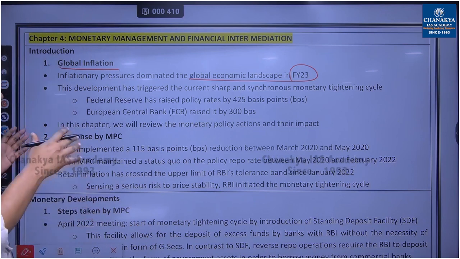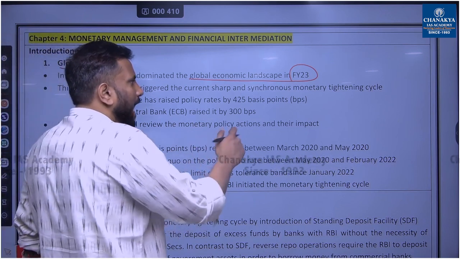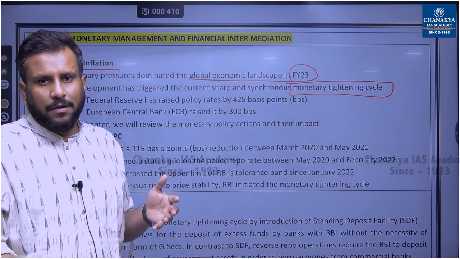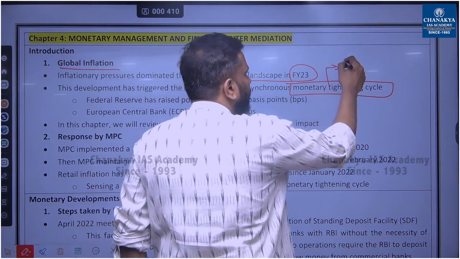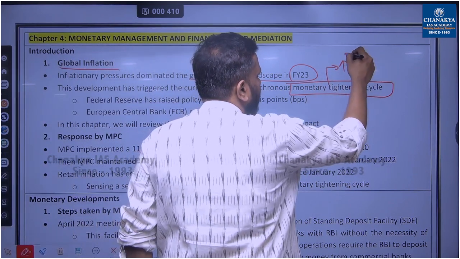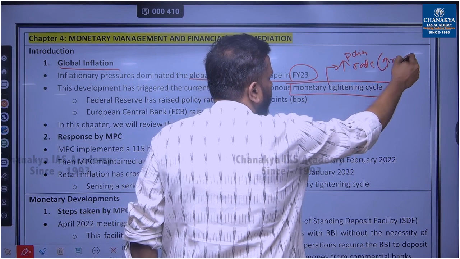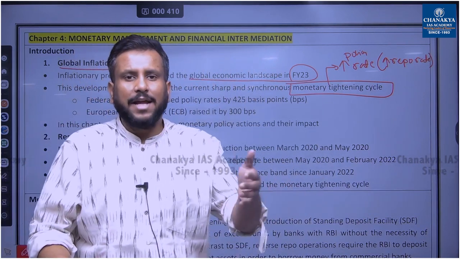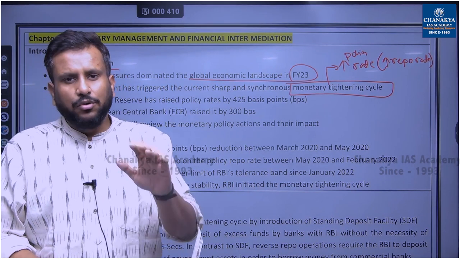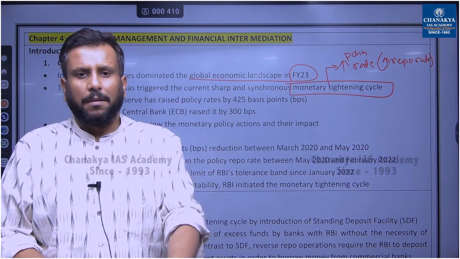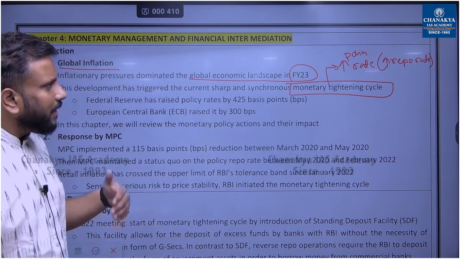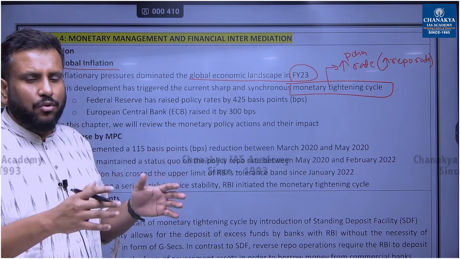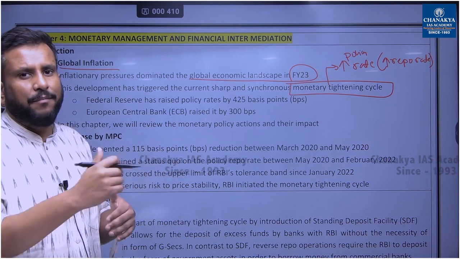And for this, globally, every country, every central bank has tightened its monetary policy, has gone for monetary tightening. Monetary tightening means increase the policy rate. In India, say, increase the repo rate. That means you want to make it difficult for the banks to take money from the RBI, because you want to stop the supply of money into the public. So that's why every central bank has increased its policy rate, and this is known as monetary tightening. You're tightening the supply of money into the market.